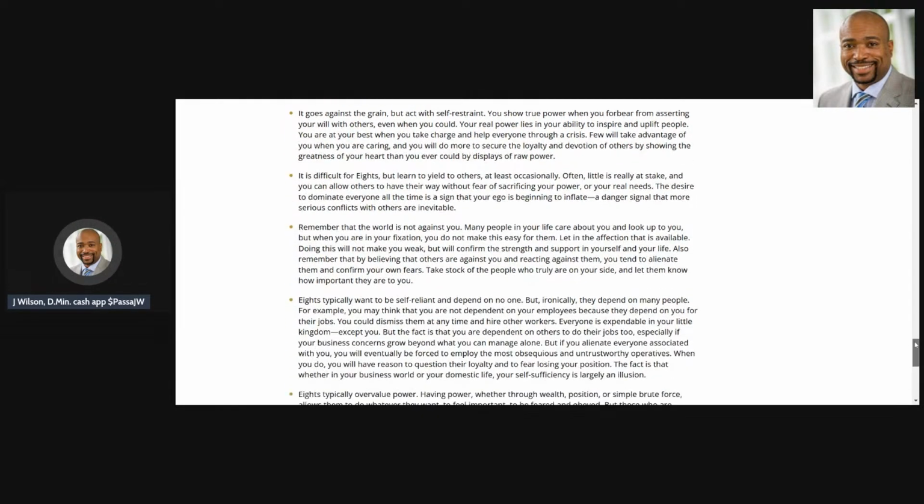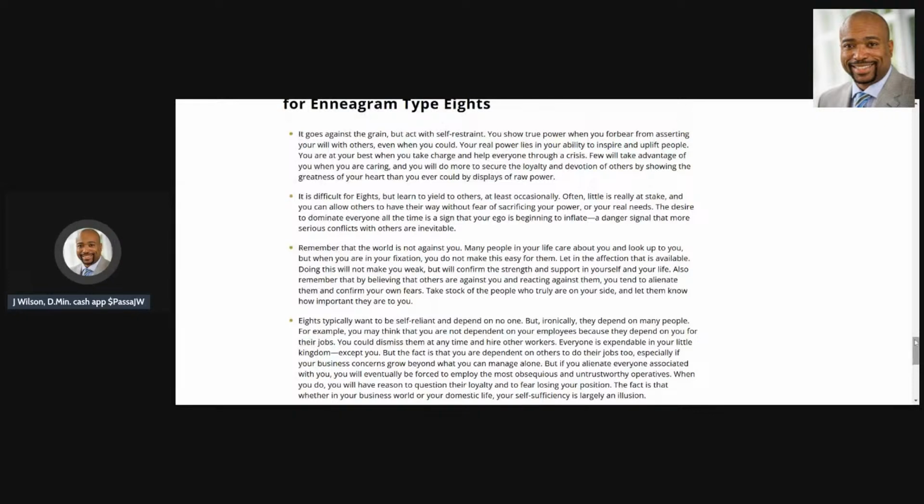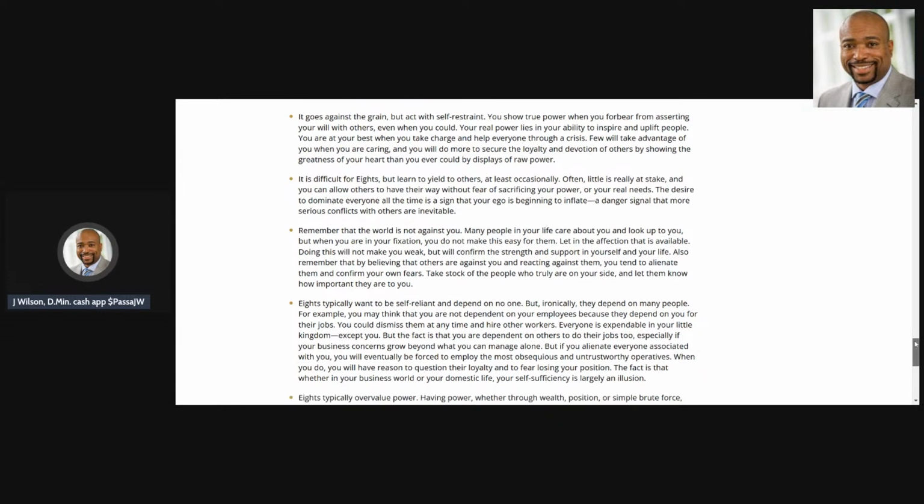It goes against the grain, but act with self-restraint. You show true power when you forbear from asserting your will with others, even when you could. Your real power lies in your ability to inspire and uplift people. You are at your best when you take charge and help everyone through a crisis. People will take advantage of you when you are caring, but you do more to secure the loyalty and devotion of others by showing the greatness of your heart than you ever could by a display of raw power. See, this is telling you how you can heal yourself.